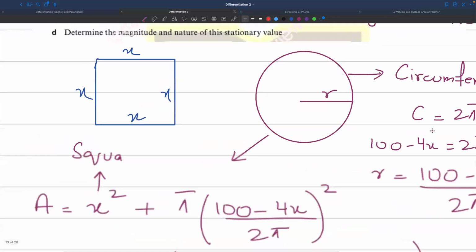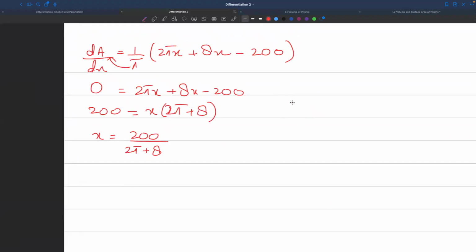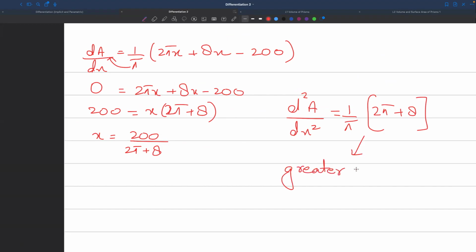To determine the nature, what did we learn? We will differentiate it one more time. Differentiating it one more time, 2 pi x, when I differentiate it, it will become what? 2 pi only. So 2 pi plus 8. Okay, so if it is 2 pi plus 8, it is positive, right? It is greater than 0, so it will have a minimum or maximum point. Minimum, yes. Greater than 0, so minimum.